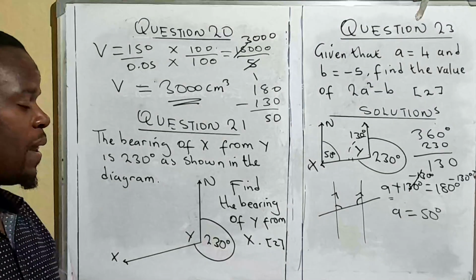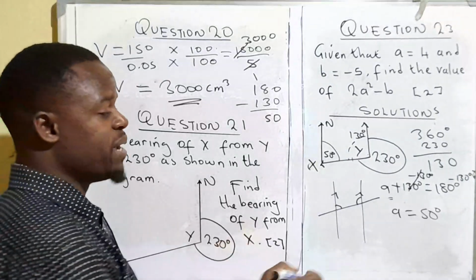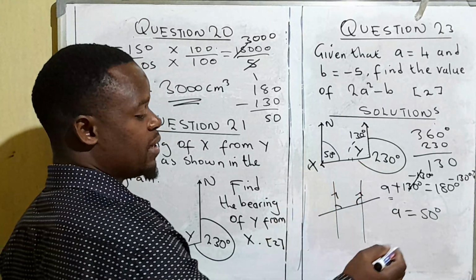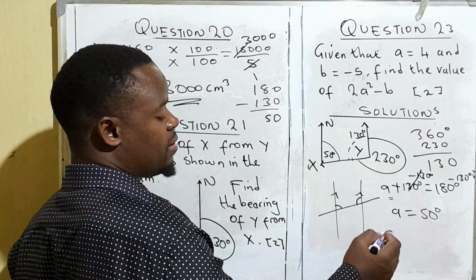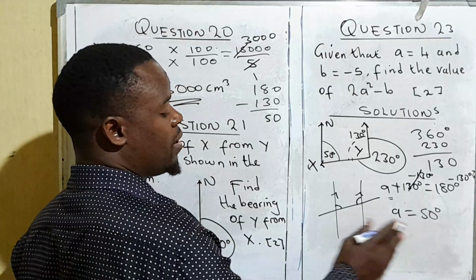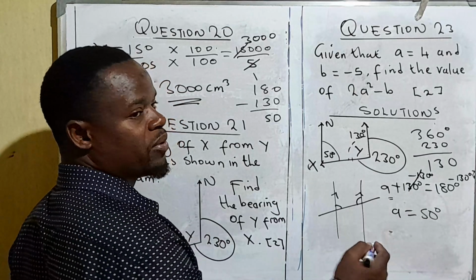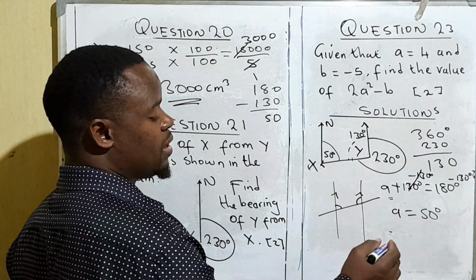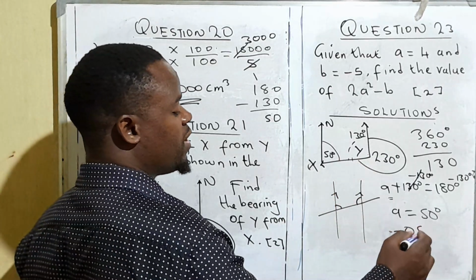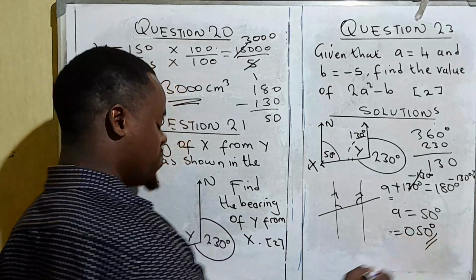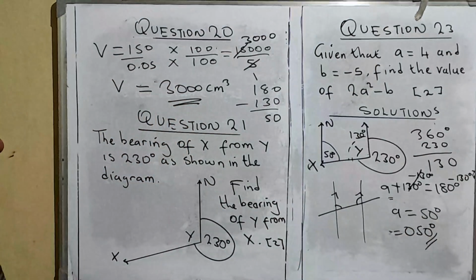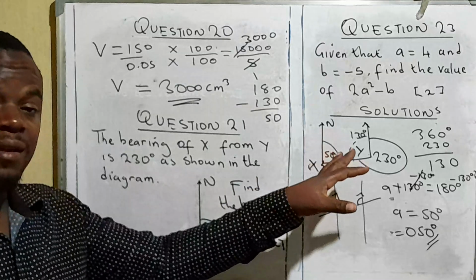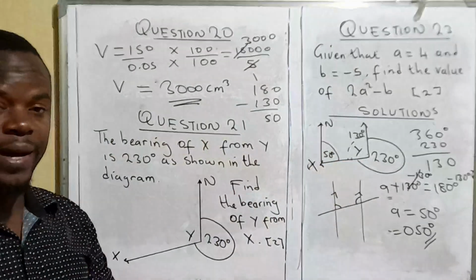So the bearing, we can now say the bearing of Y from X is equal to 050 degrees. Remember, we are dealing with a 3-figure bearing, right? And just like that, you scored 2 marks.